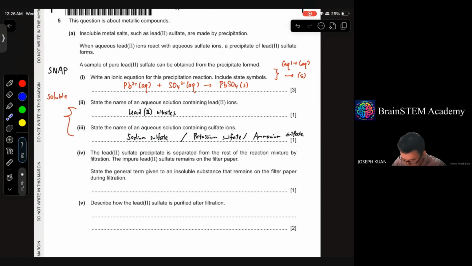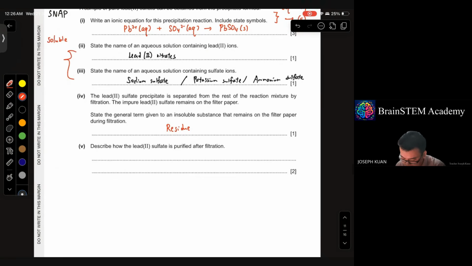Okay, next, state the general term given to an insoluble substance that remains on the filter paper. That's called a residue. And how can you purify this lead-2 sulfate after filtration? Honestly, because it's already a precipitate, it's obviously a solid already. All we have to do is just wash with distilled water and just dry it. Maybe you can dry it between sheets of filter paper.